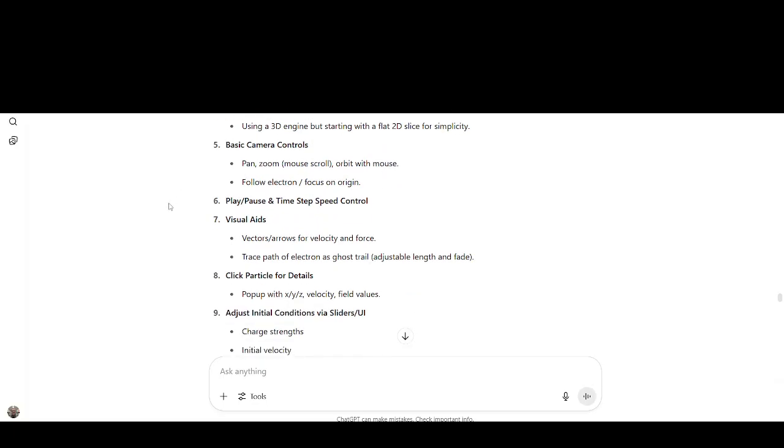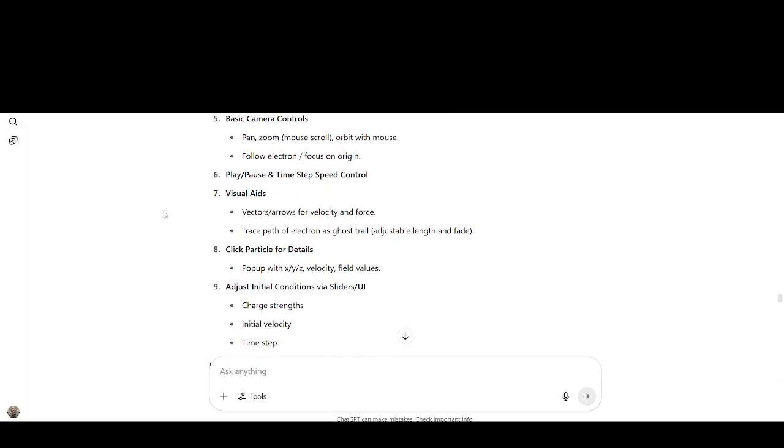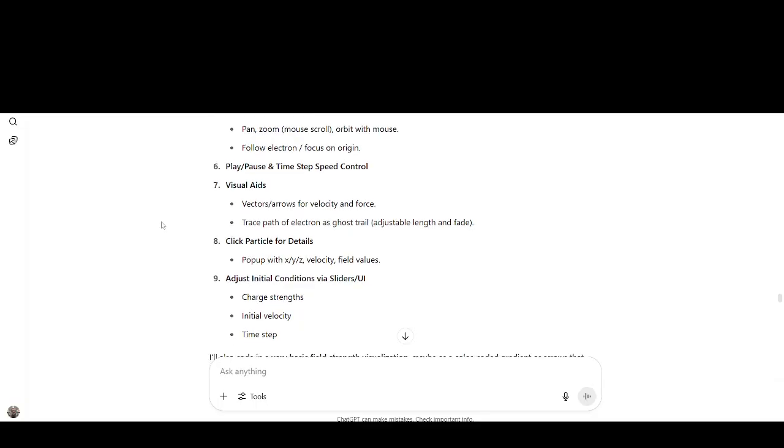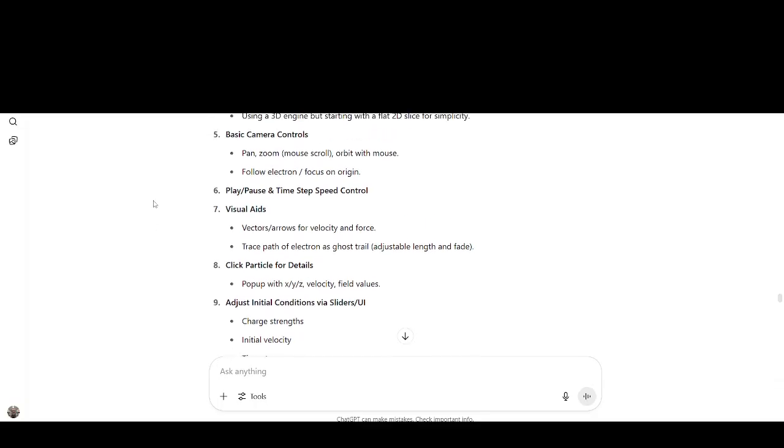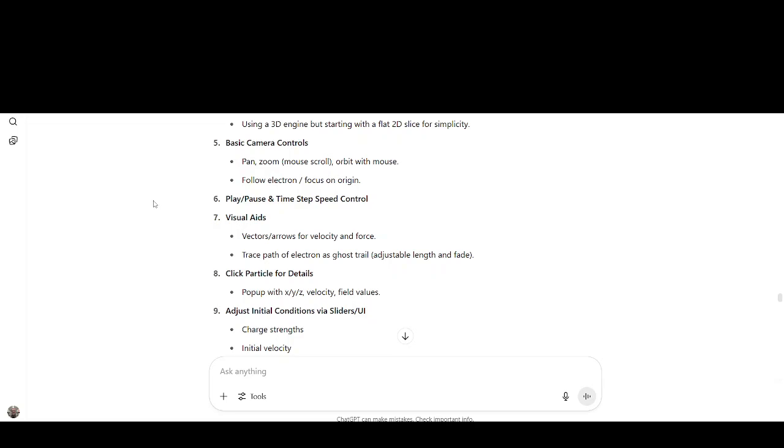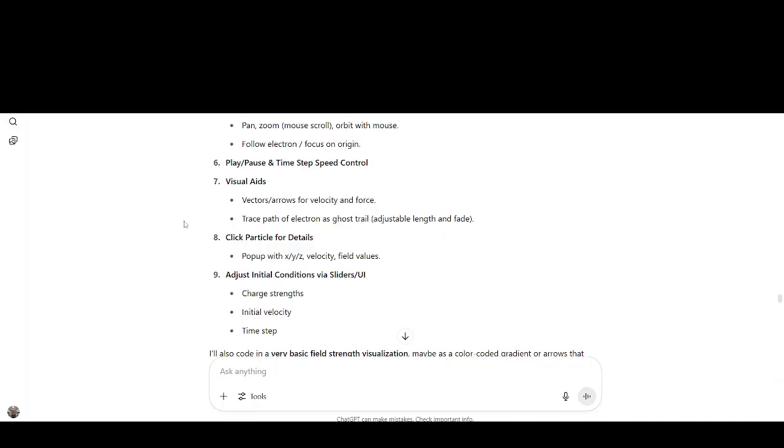Basic camera controls: pan, zoom, mouse control, orbit with mouse, follow electron, focus on origin. So if you can actually pull this off, that's pretty cool. Play, pause, and time step speed control. Visual aids: vector arrows for velocity and force, trace paths of electrons as ghost trails, adjustable length and fade.